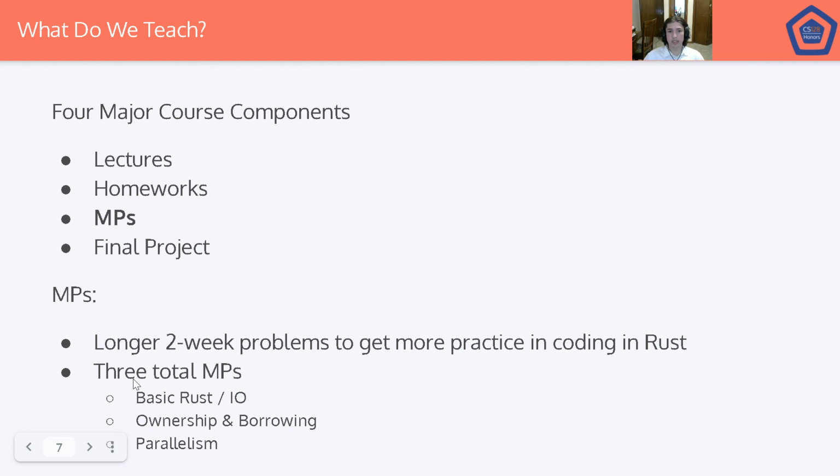Next is the MPs. These are longer 2-week problems that help you get some practice coding in Rust. There's going to be 3 total MPs. First, basic Rust and input-output, ownership and borrowing, and then finally parallelism. Each of these is going to be 2 weeks long-ish. We'll release the due dates as soon as possible. They should be either in the email you were sent or on our course website.